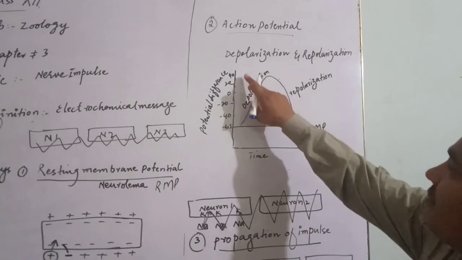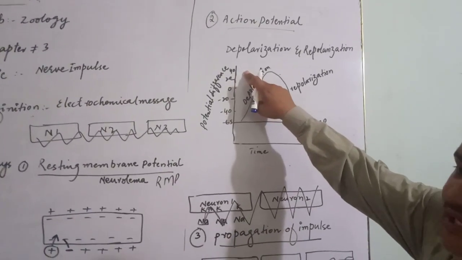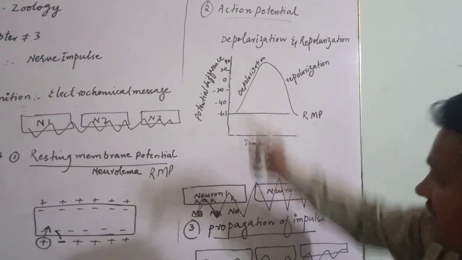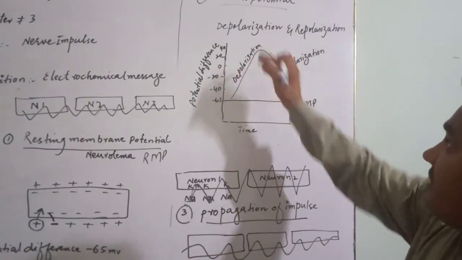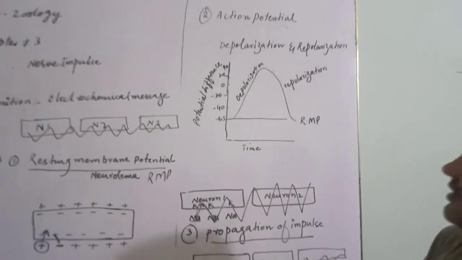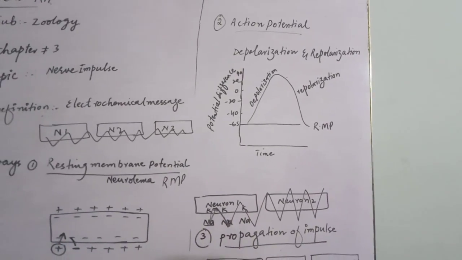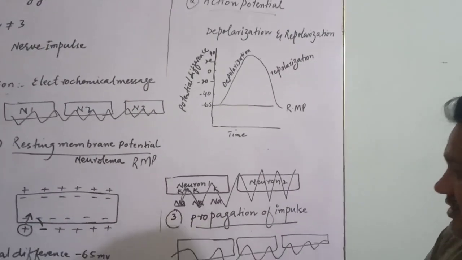It changes up to 40 millivolt. So action potential depends on depolarization and repolarization.